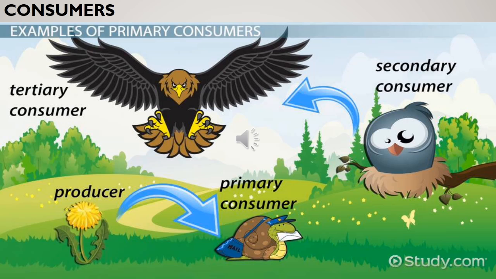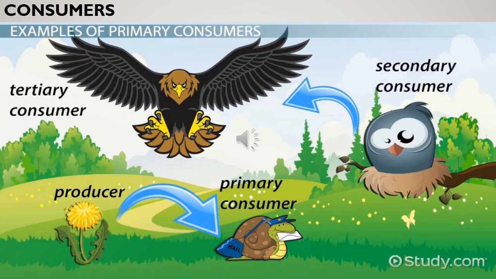Examples of primary consumers: zebra, goat, etc. Secondary consumers are small carnivores, that is, they consume herbivores. Examples: lion, snake, etc. Tertiary consumers are top-level carnivores that prey on both herbivores and carnivores. Examples: owl, crocodile, etc. Consumers depend on producers directly or indirectly for food.